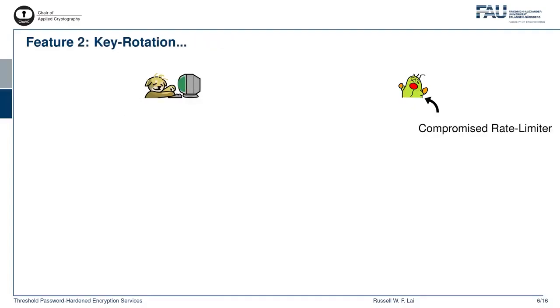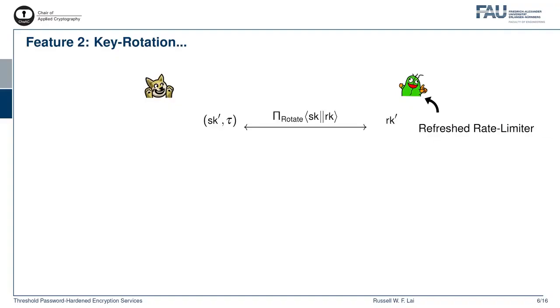The second feature is key rotation. Here we imagine that one of the two parties is compromised, namely that his secret key is learned by some other third party. In this case, the rate limiter and the server can engage in the rotation protocol, which refreshes their secret keys to SK prime and RK prime respectively.